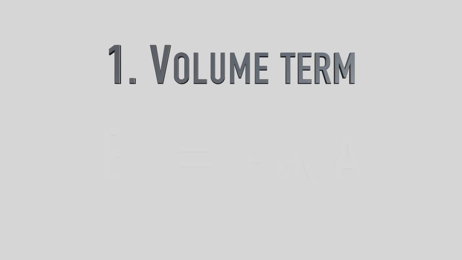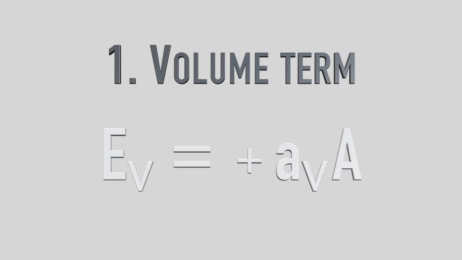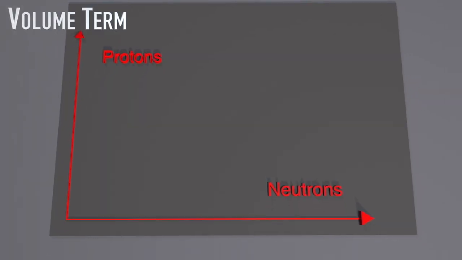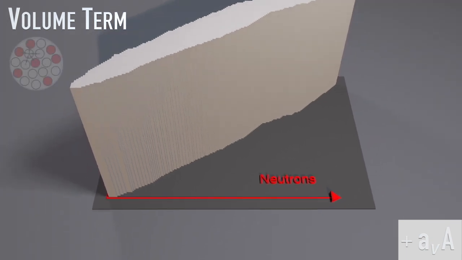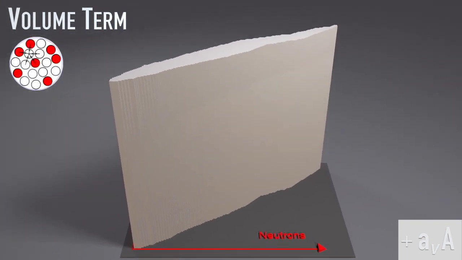Volume term. It is the nuclear force which is responsible for the binding between nuclides. The nuclear force is very strong. However, it has only a short range. Therefore, the binding energy per nucleon within the volume is constant, as it only depends on the number of nearest neighbors.